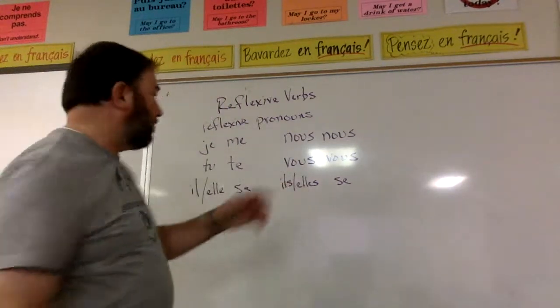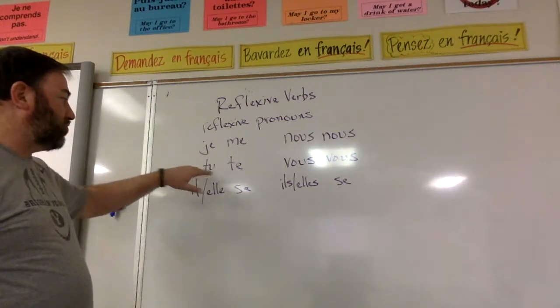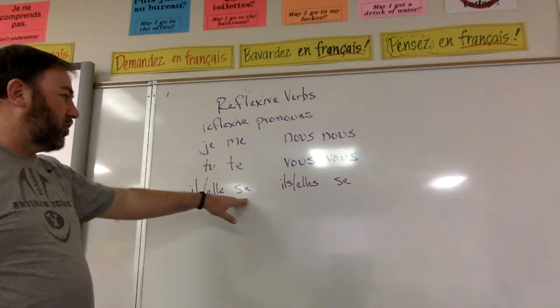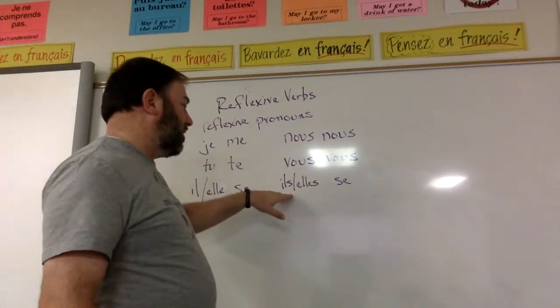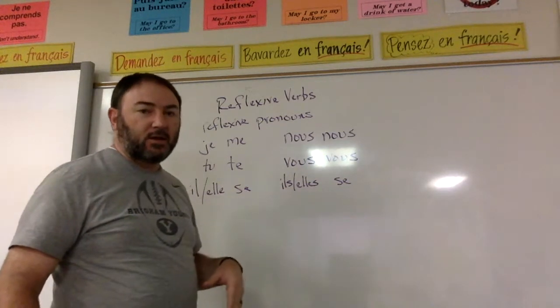So, reflexive pronouns. For je, it is me. For tu, it is te. For il and elle, it is se. For nous, it is nous. For vous, it is vous. For ils and elles, plural, it is se again.